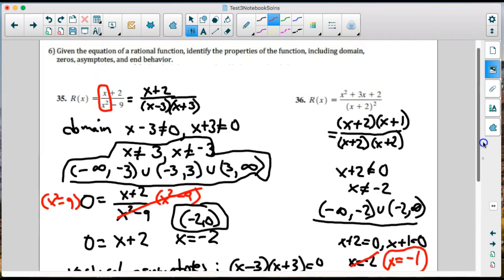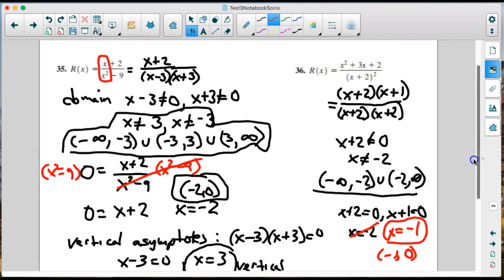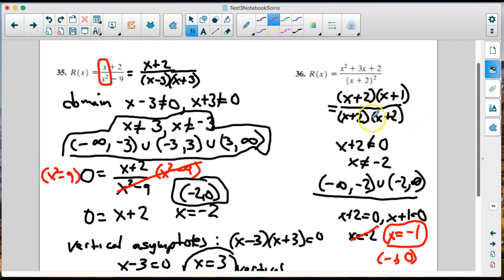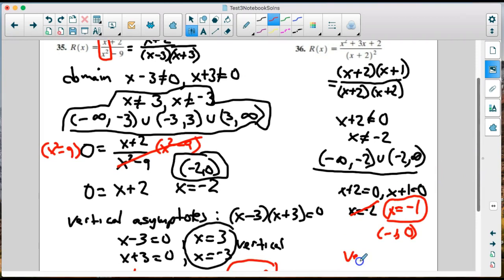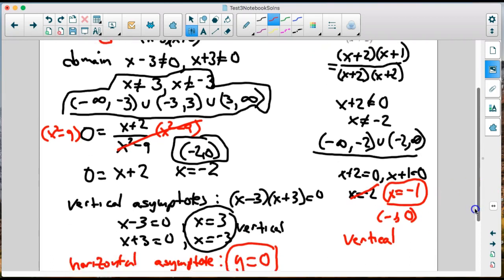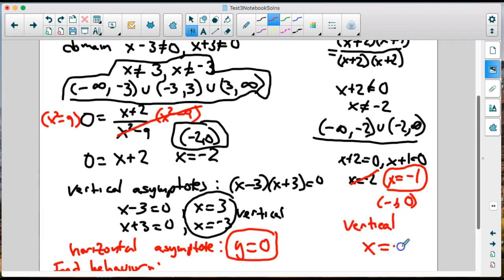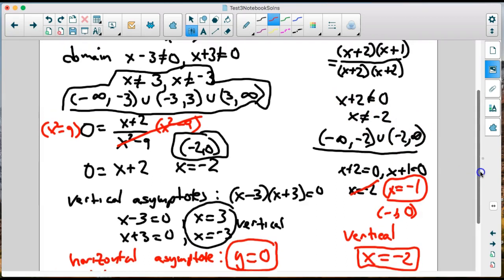In the second example, our asymptotes here are vertical. We're going to have a vertical asymptote at x equals negative 2 because of the denominator. We just did that up here, in the domain. We said it couldn't equal negative 2, so that's going to be our vertical asymptote.